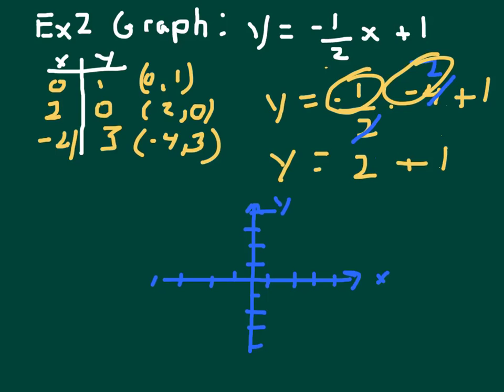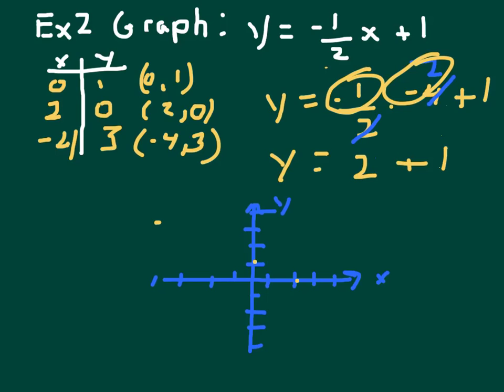I'm not going to move left or right any, but I am going to go up 1. So right there. And then 2, 0, meaning I'm going to move right 2, and then not up or down any. So right there. And then I'm going to start at the origin, move left 4, 1, 2, 3, 4, and then up 3. So about in that area.